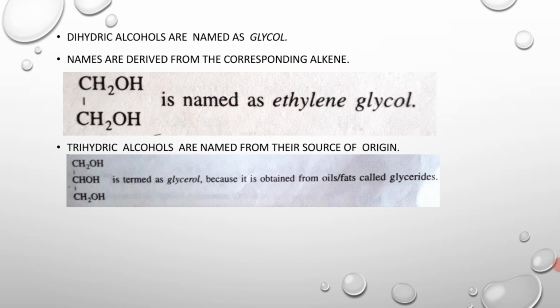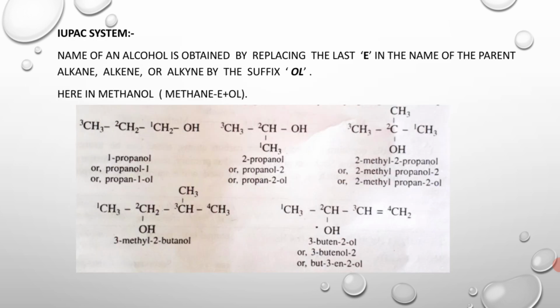And here finally we have our trihydric alcohol, CH2OH, CHOH, CH2OH. It is termed glycerol because it is obtained from oils or fats, that is glycerides. We have to remember this, and many times it is asked in entrance exams and competitive exams.